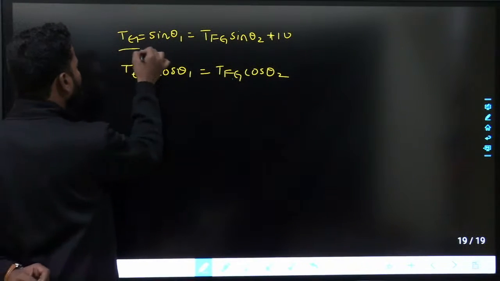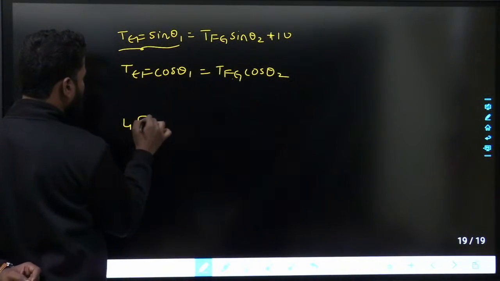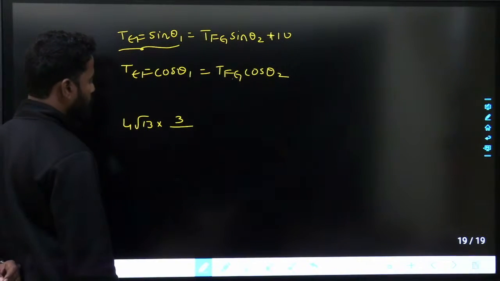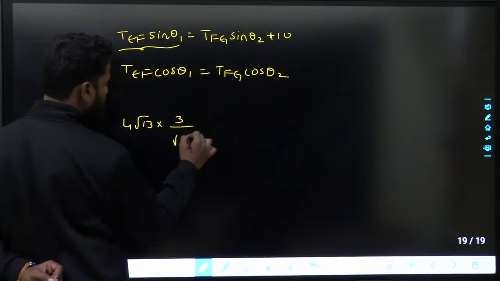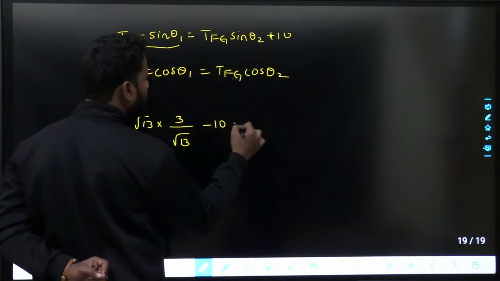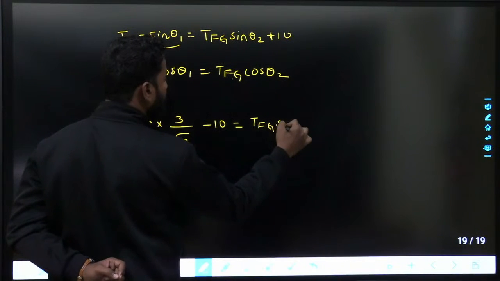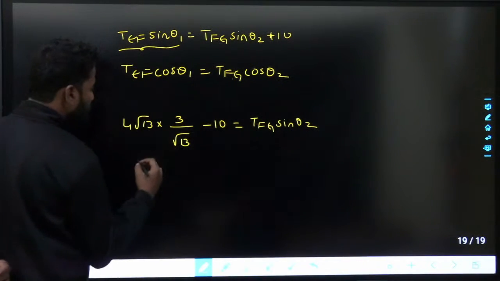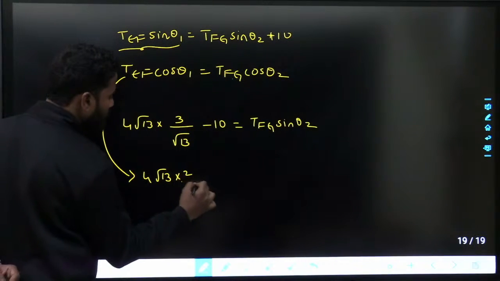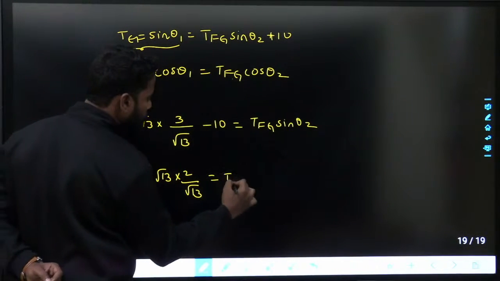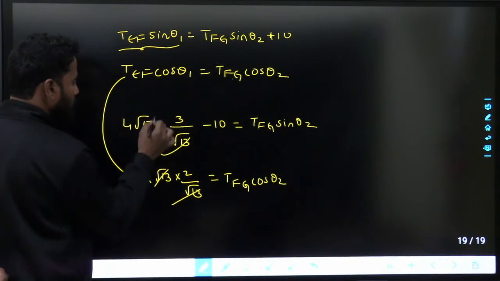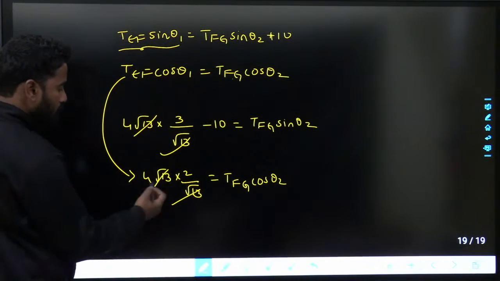What is TEF? You got 4 root 13, right? 4 root 13, and sin theta 1 would be 3 upon under root of 3 square plus 2 square, that is root 13. So that is 12 minus 10 equals TFG sin theta 2, and then TEF cos theta 1, 4 root 13 multiplied with 2 upon root 13 equals TFG cos theta 2. So root 13 cancels, 12 minus 10 is 2, and this is 8.